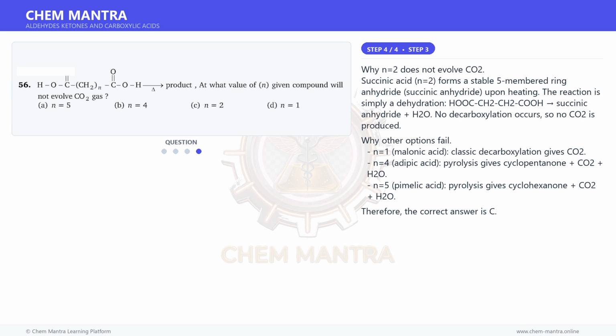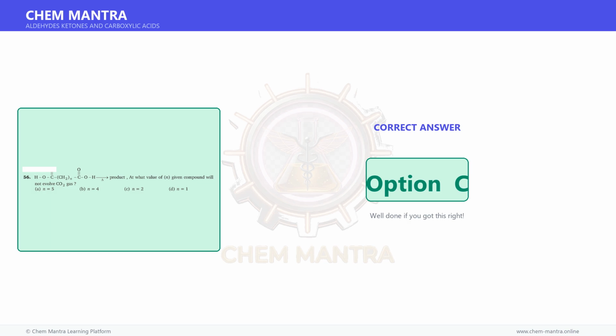Why other options fail? N is equal to 1, malonic acid, classic decarboxylation gives CO2. N is equal to 4, adipic acid, pyrolysis gives cyclopentanone plus CO2 plus H2O. N is equal to 5, pimelic acid, pyrolysis gives cyclohexanone plus CO2 plus H2O. Therefore, the correct answer is C. Therefore, the correct answer is option C.